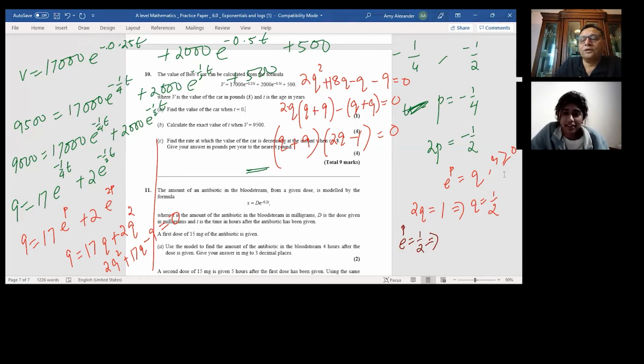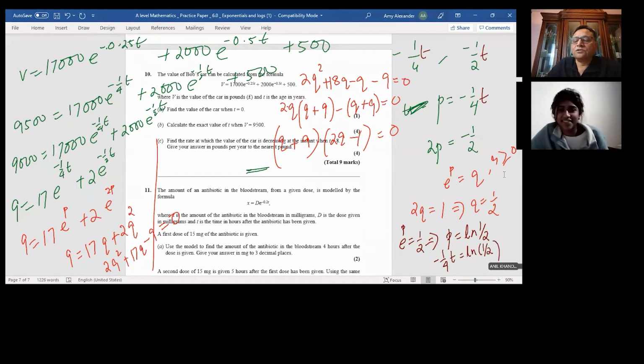Okay, so we'll do it in small steps. We'll take ln now. Ln means p equals ln half. And what is p equal to? p is minus a quarter t. Oh, yeah, t was here. Yeah, quarter t, correct. So p is minus a quarter t, which is ln half. Is that clear to you?